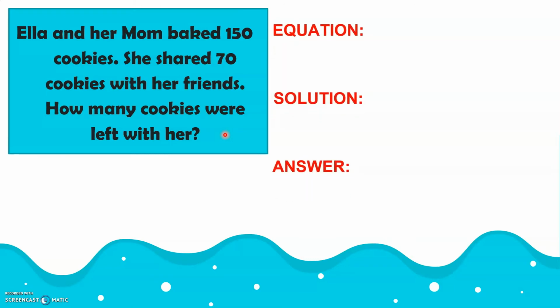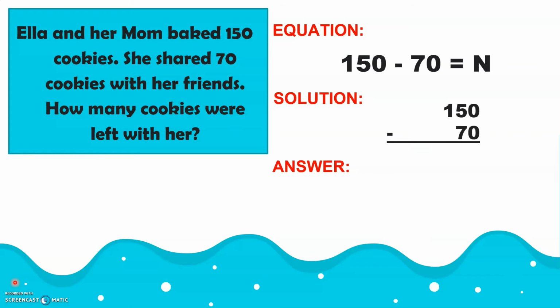Now, to solve this problem, we will use the ESA method. And we will start with the equation. So, based on the given question and facts, what will be the equation that we'll have? Very good. It will be 150 minus 70 is equal to n. After the equation, next will be the solution. It means we will now solve the equation that we have.